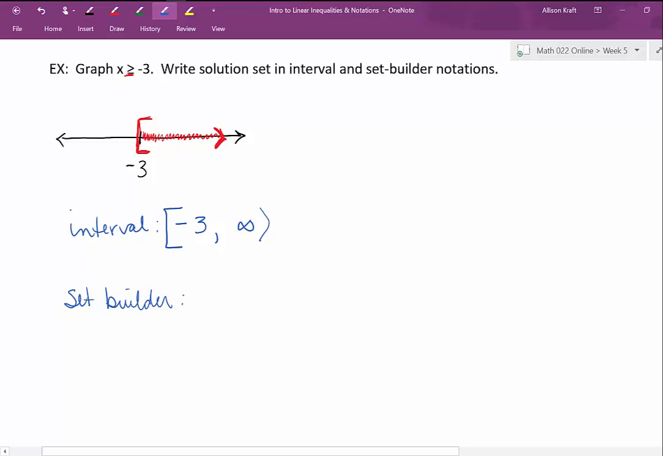Set builder notation always starts the same. It's the set of all x such that, and then some condition. The condition that we have this time is that x needs to be greater than or equal to -3. So that's what goes to the right of our vertical line in our set builder notation. We have the set of all x such that x is greater than or equal to -3.